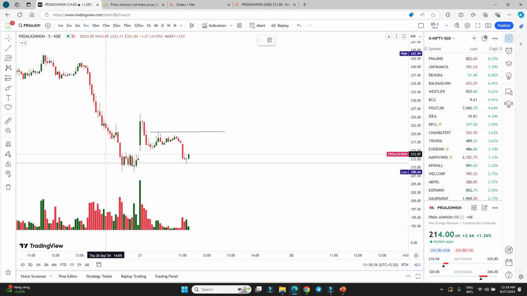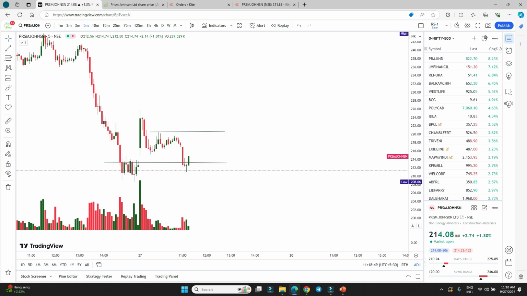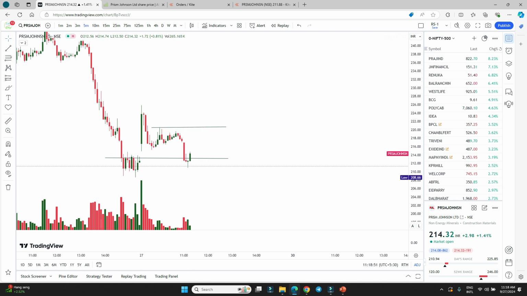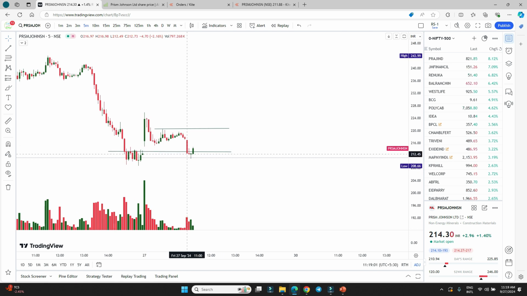My target is wherever the previous breakout happened, which is around 213, wherever this red body closes. 1:1 is what I wanted to trade. If my entry is 217 and my stop loss is 221, my target should be at least 4 points. I need to get it. That is my trade plan. So after the red candle engulfed this entire green candle, I initiated the trade.